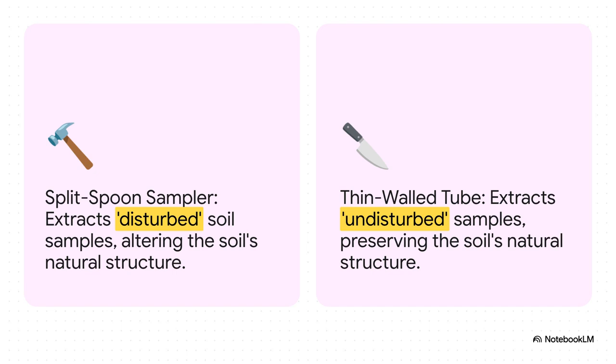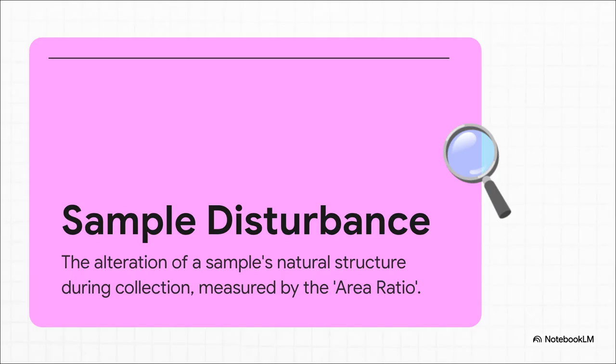For more delicate stuff, like clay, they use a thin-walled tube, also called a Shelby tube. This is more like a very careful cookie cutter that gets pushed smoothly into the ground to keep the sample's structure intact for more sensitive lab tests. And this whole idea of a rough scoop brings up a super important concept, sample disturbance. It's all about how much you mess up the sample's natural structure while you're collecting it.